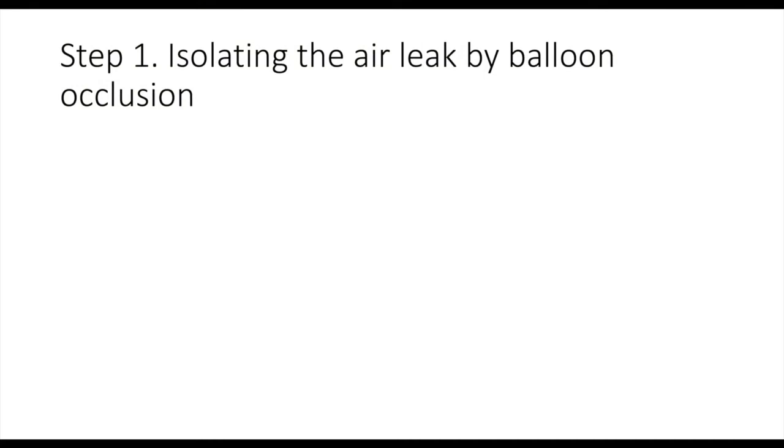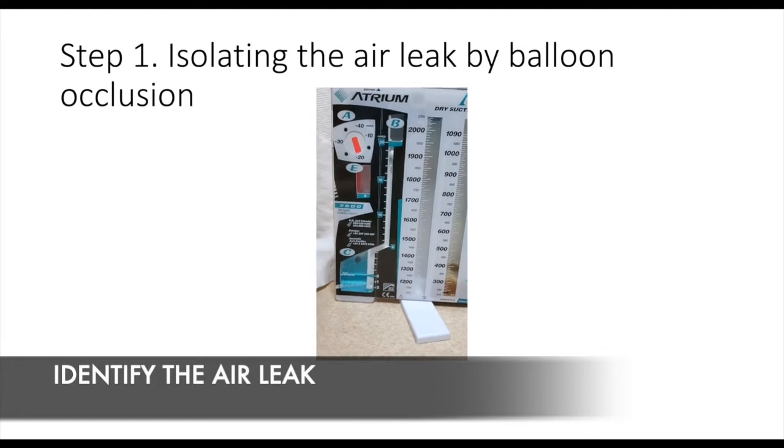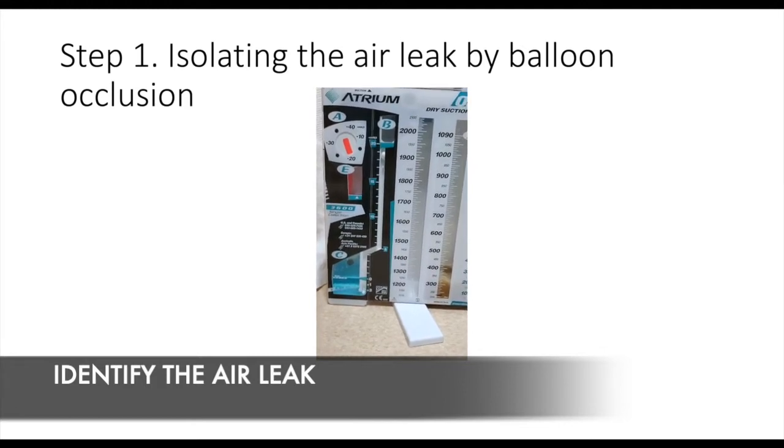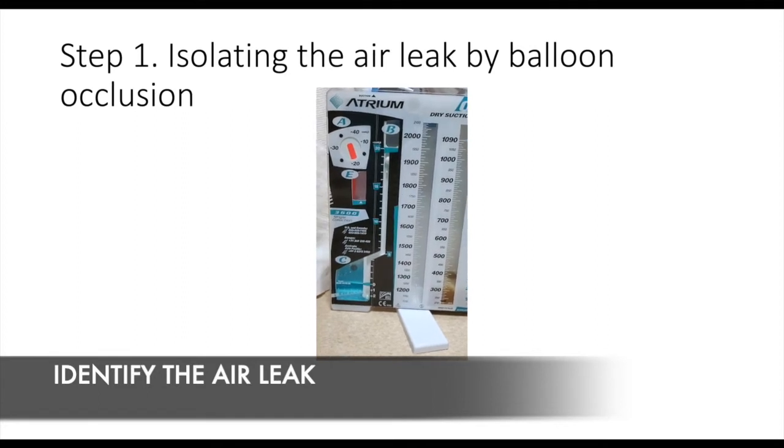Step 1 involves isolating the air leak by balloon occlusion. First, persistent air leak is observed as the passage of air bubbles passing through the water seal system connected to the patient through a chest tube. As you can see in the video above, our patient has an obvious air leak.